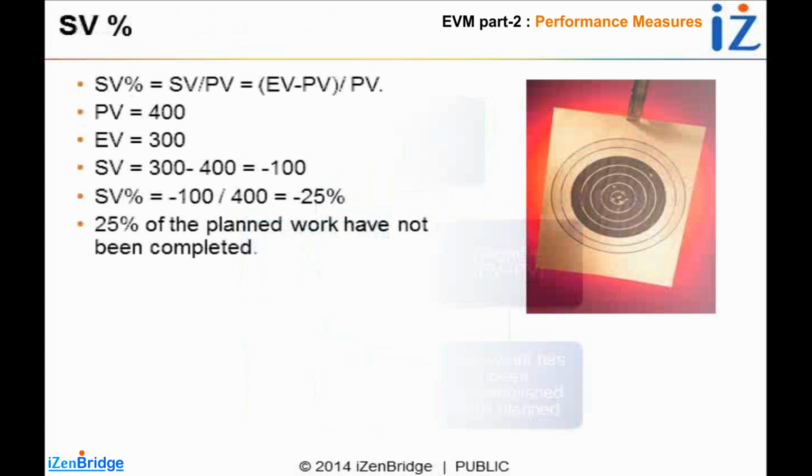In this particular case, our PV was 400, our EV was 300, so our schedule variance came to minus 100. If I divide minus 100 by 400, I get minus 25. It means that 25% of the planned work has not been completed. So it gives us a percentile number of what percentage of work is not yet complete. So schedule variance can also be looked at in a percentile format.